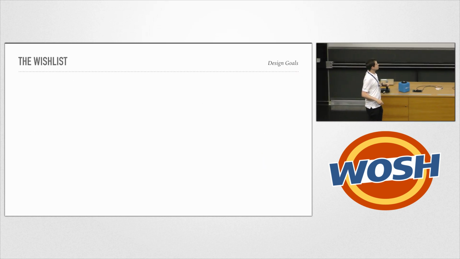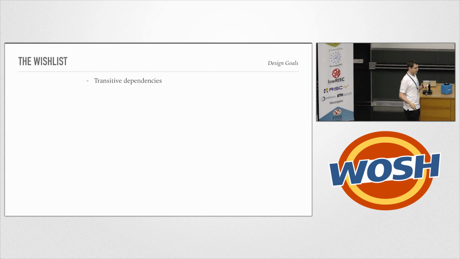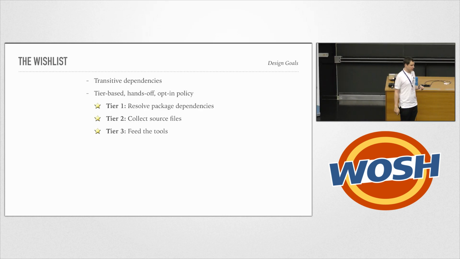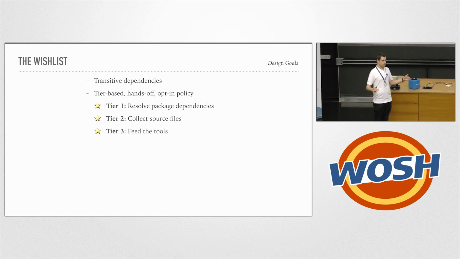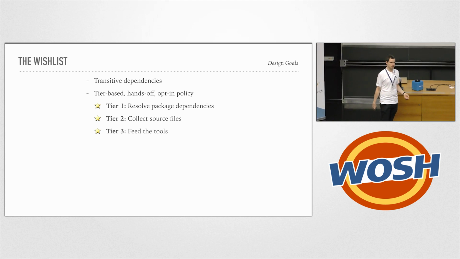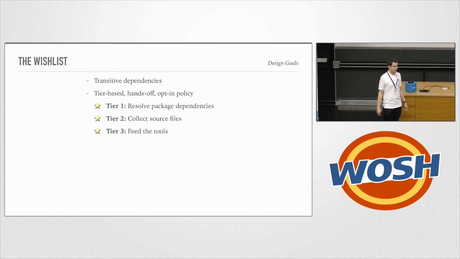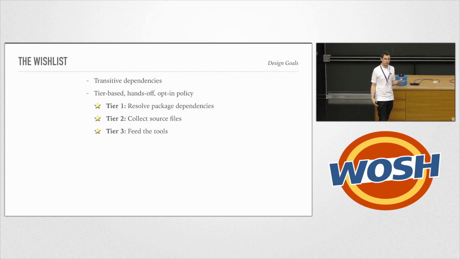So basically the wish list, what do we want to achieve with this thing? First and foremost, we want to have these transitive dependencies so we can resolve the dependency graph automatically. We want it to be tier-based and hands-off and opt-in. So basically, when you want to use the tool, there should be nothing the tool forces upon you that you don't want to do. Because usually you have a very well-established flow for your ASIC stuff, for your FPGA stuff, and if you pull in a tool which throws everything overboard and wants to do things in its own way, then this might be hard for you to adopt.